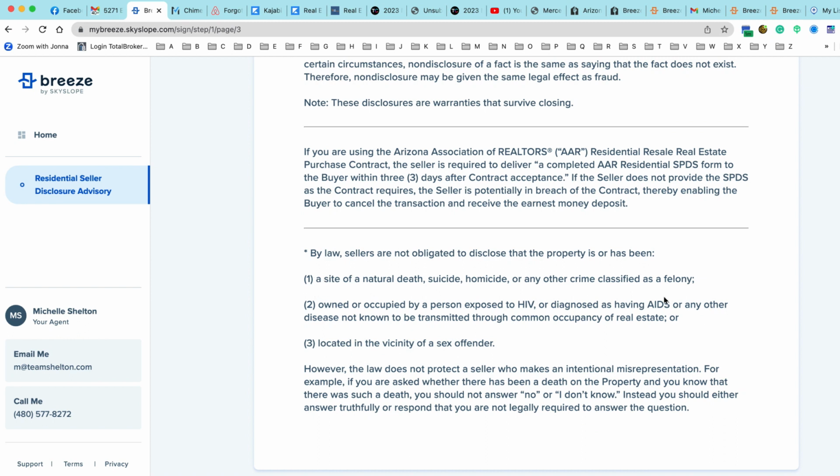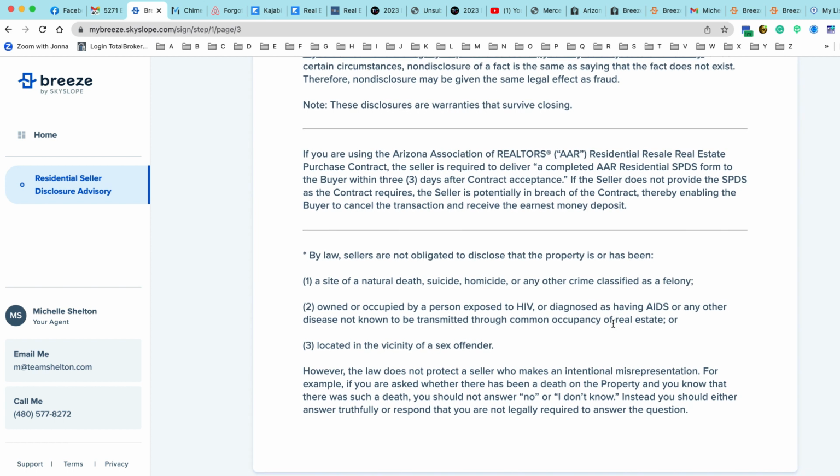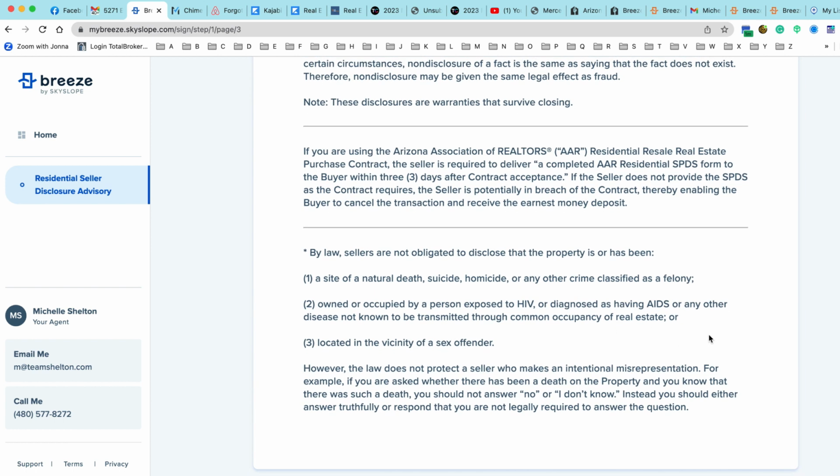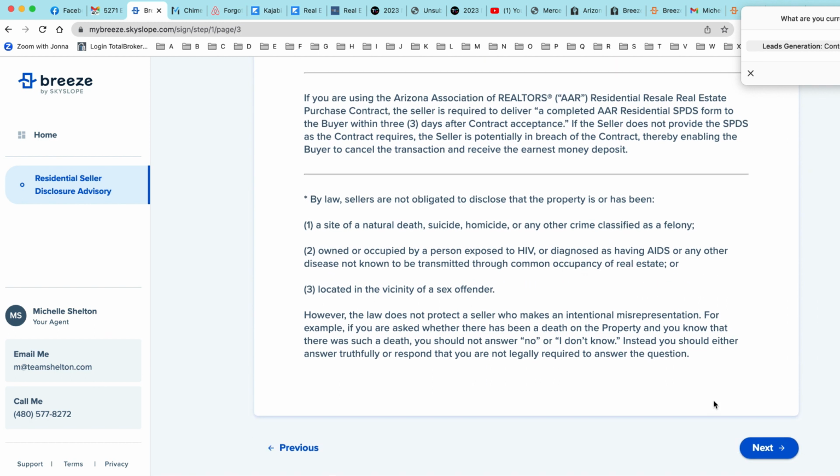The site of a natural death, suicide, homicide, or any crime classified as a felony, owned or occupied by a person exposed to HIV, diagnosed as having AIDS or any other disease not known to be transmitted through common occupancy of real estate, or located in the vicinity of a sex offender. However, the law does not protect a seller who makes an intentional misrepresentation. For example, if you are asked whether there's been a death on the property and you know that there was such a death, you should not answer no or I don't know. Instead, you should either answer truthfully or respond that you're not legally required to answer that question.